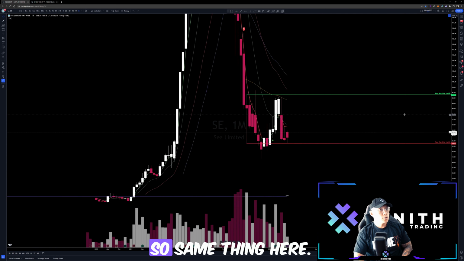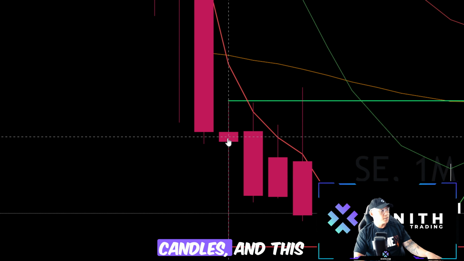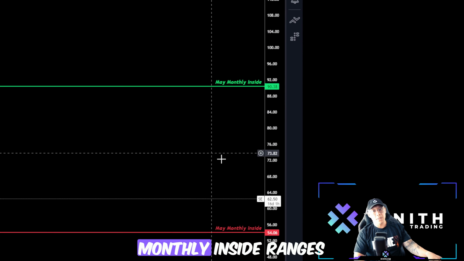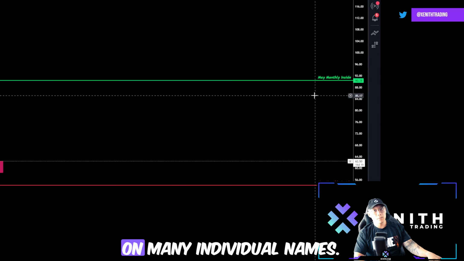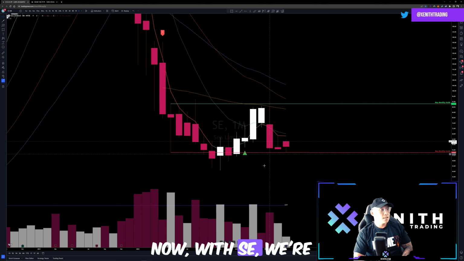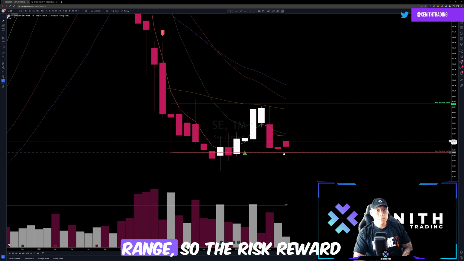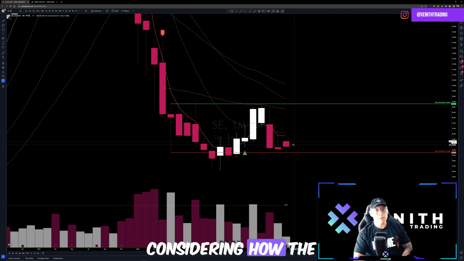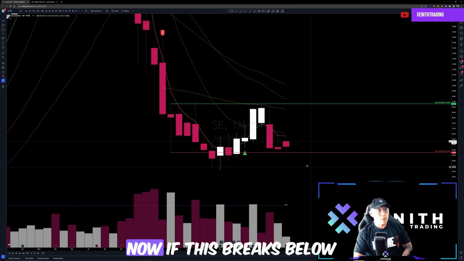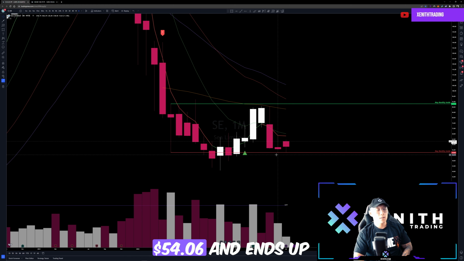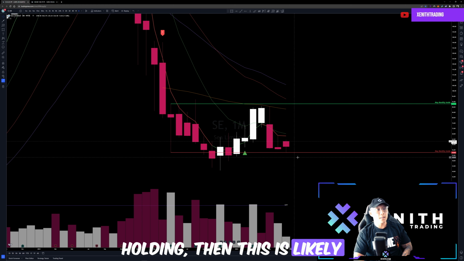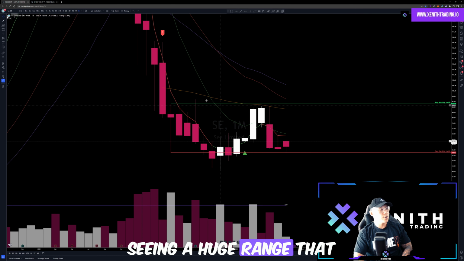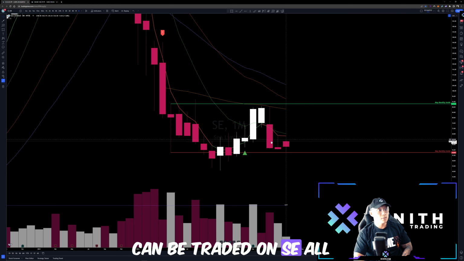A few other names that I'm currently watching. One of them is SE. So same thing here. I've drawn out my monthly inside candles, and this one is May of 2022. Again, very similar monthly inside ranges were being formed on many individual names. Now with SE, we're pretty much trading at the bottom of this range. So the risk reward for longs on this is pretty high, especially considering how the market is doing recently. Now, if this breaks below 54.06 and ends up holding, then this is likely going to see continued downside movement. However, you are now seeing a huge range that can be traded on SE all the way up into 90.